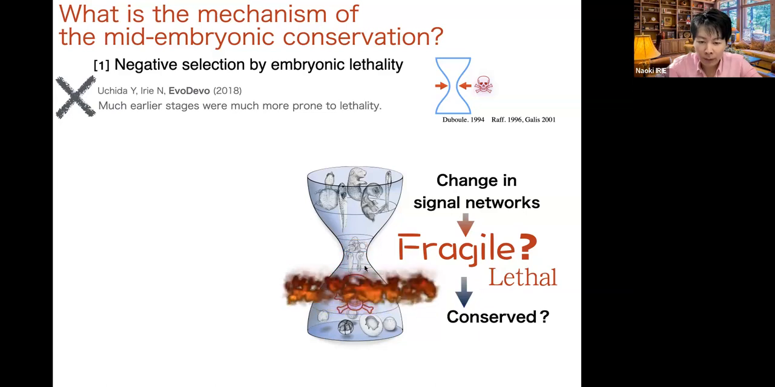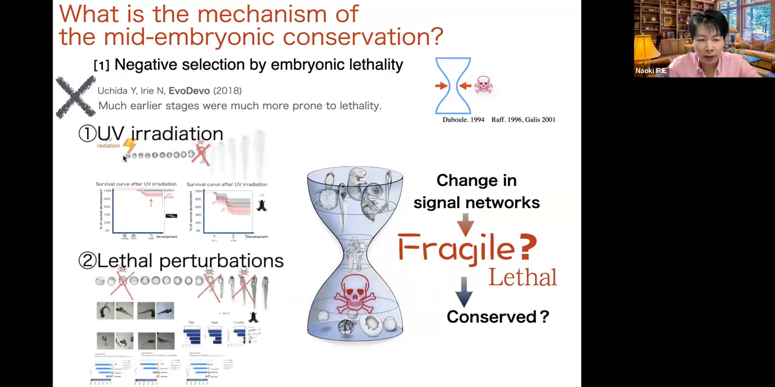But what we found, for example by adding UV irradiation at the early stage and looking at the survival curve, was that the phenotypic, or this mid-embryonic stage, did not have the biggest drop in the survival curve, but it was almost flat. The drop was found a little bit earlier, like the gastrulation stage. And this was also true for zebrafish and for Xenopus. So the phenotypic period was not that fragile.